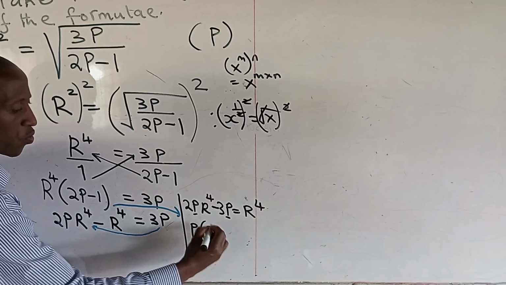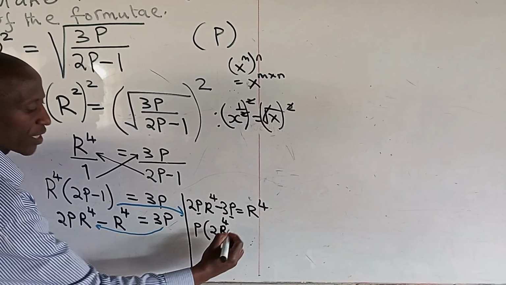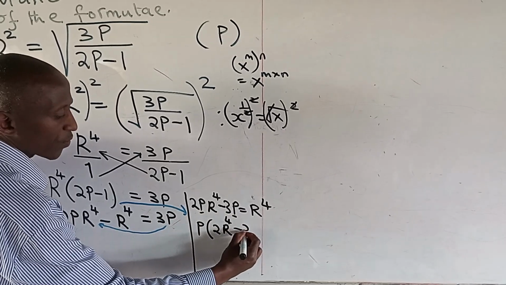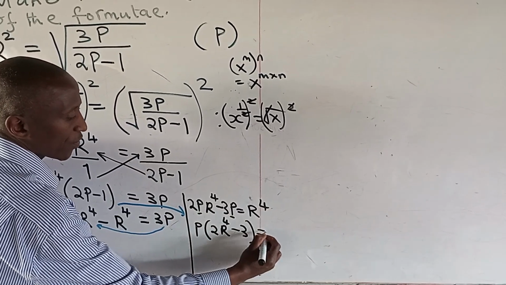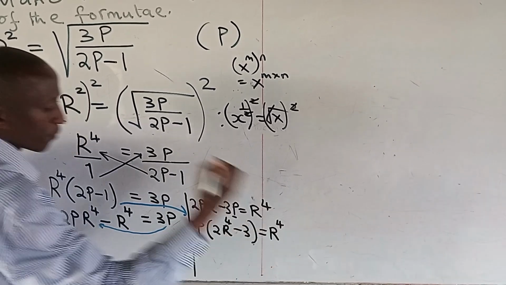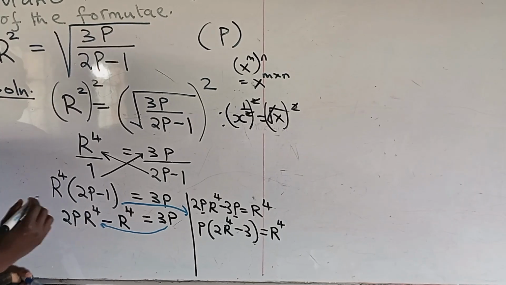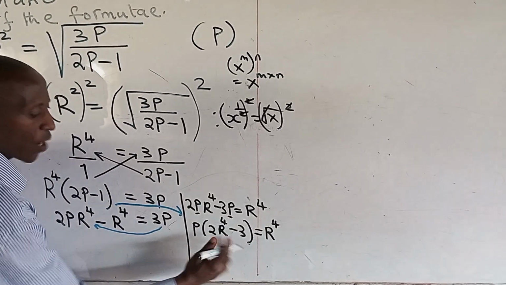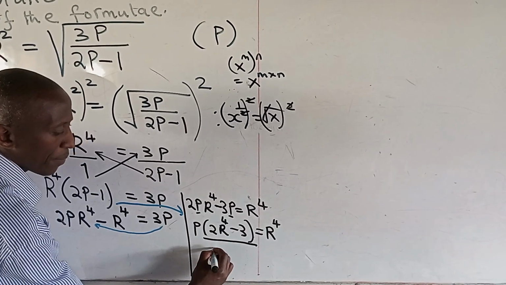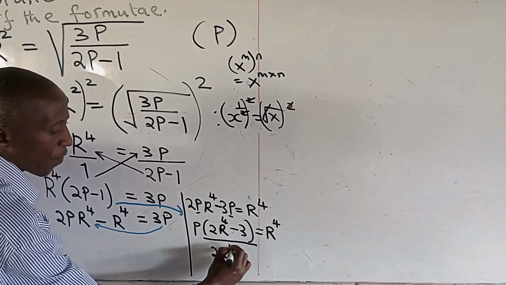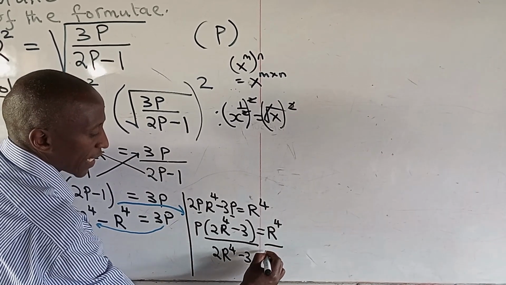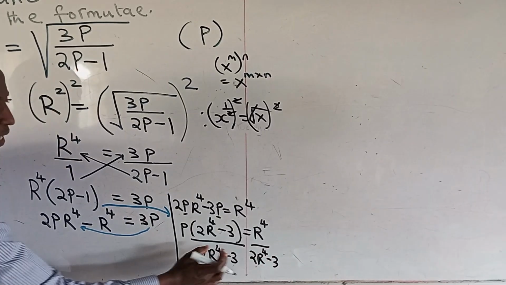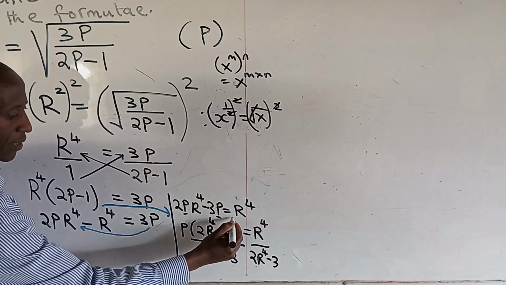And it will give us 2r to the power 4 is what is left, minus. We factor out p and you're left with 3, and that gives you r to the power 4. So at this point, we can decide to divide out. We divide out by 2r to the power 4 minus 3 on both sides, and this will cancel out.